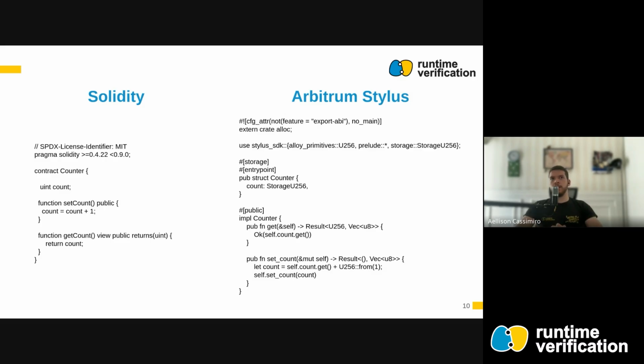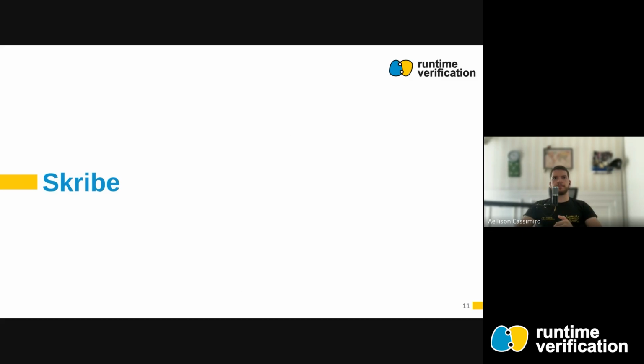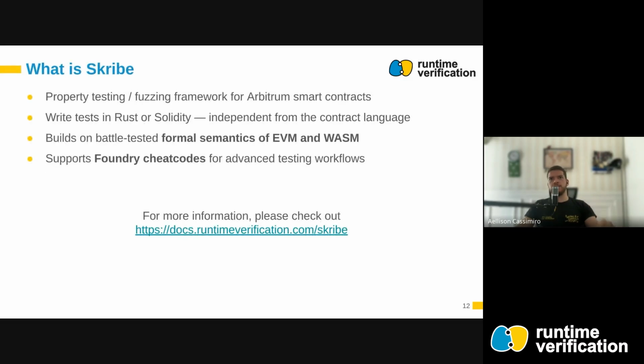So for even larger smart contracts, you might have an easier time expressing what you mean with the business logic of the protocol in the smart contract. This is just a high-level introduction and overview of what Arbitrum Stylus is, and which leads us to Skribe. We didn't have any tools for testing in Stylus, and now we do, thanks to Burak.